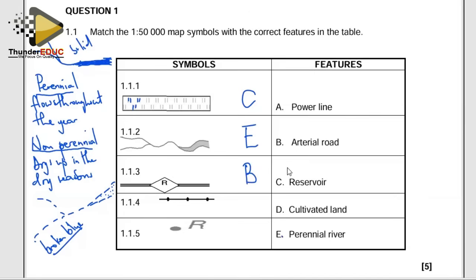It represents an arterial road. Then we have that line with some dot markings. This one is in red color on the map, on the topographic map. You will see that in red. This is a symbol for a power line.